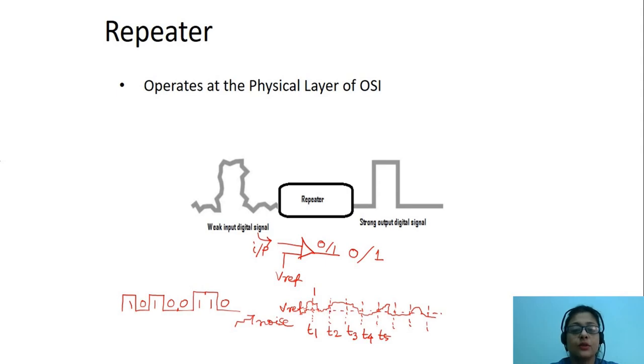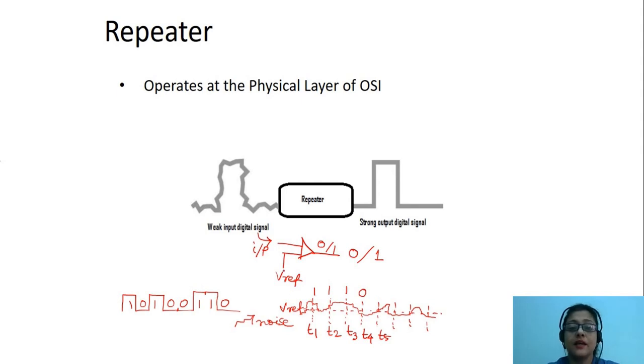At this instant also, at T2, this value is higher than the reference voltage, so it will give a 1. Similarly at this instant, but you see at this instant, it is lower, so it will be giving a 0. Accordingly, the output will consist of 1, 1, 1, 0. But you see here, you compare with the input, this is totally wrong. That means the original signal has been overwhelmed with so much noise that it is getting distorted.